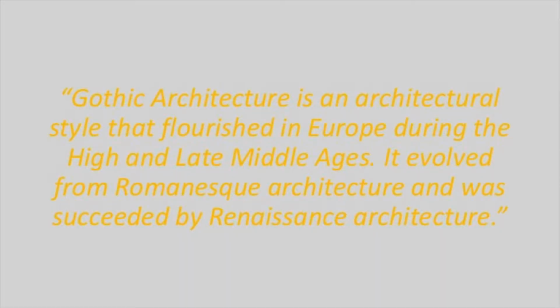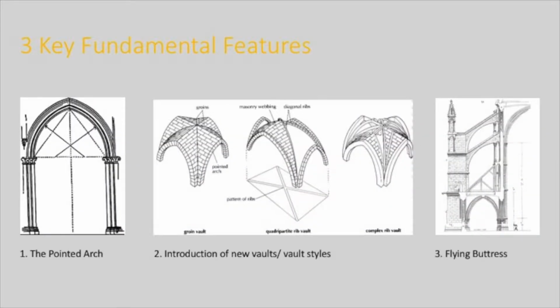Gothic architecture is an architectural style that flourished in Europe during the High and Late Middle Ages. It evolved from Romanesque architecture and was succeeded by Renaissance. Here you can see the characteristics of Gothic architecture.